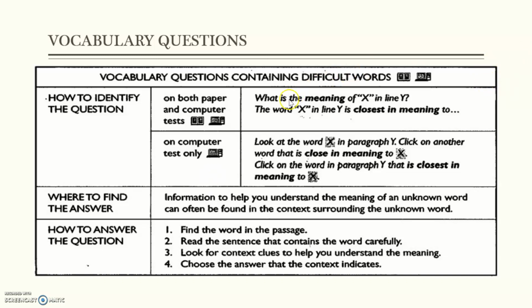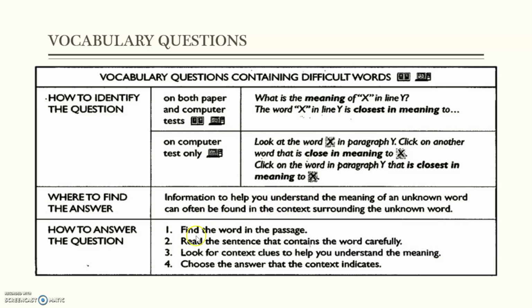The question is usually like this: what is the meaning of blah blah blah in line blah blah blah? Or the word X in line Y is closest in meaning to, something like that. And where to find the answer. Information to help you understand the meaning of an unknown word can often be found in the context surrounding the unknown word. So the context can be found before or after the word being asked.